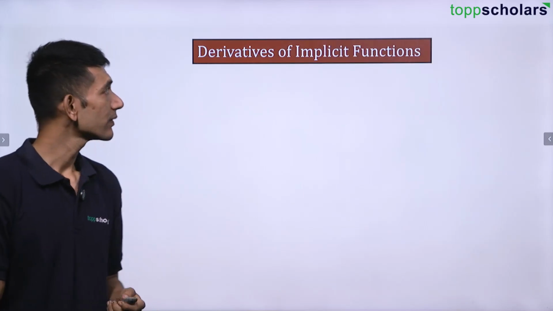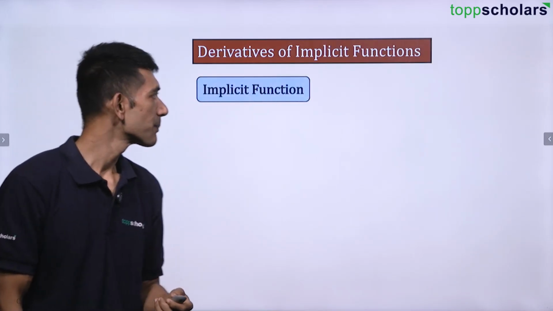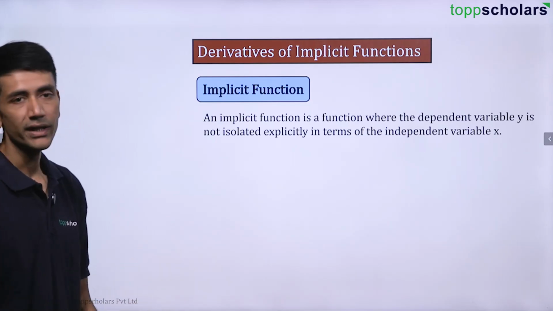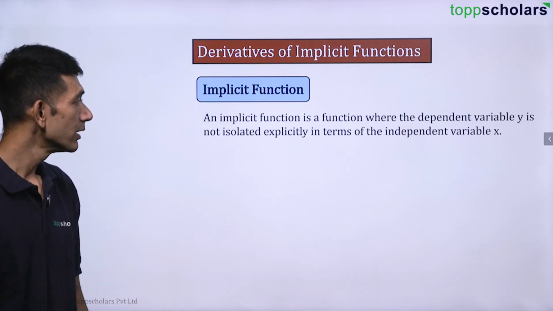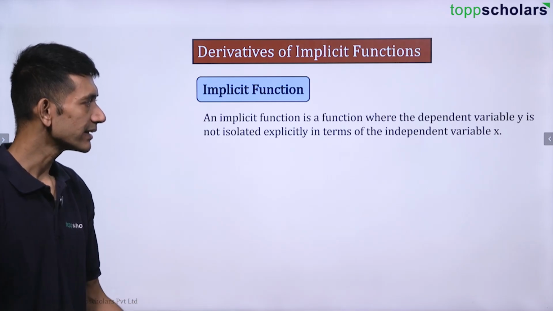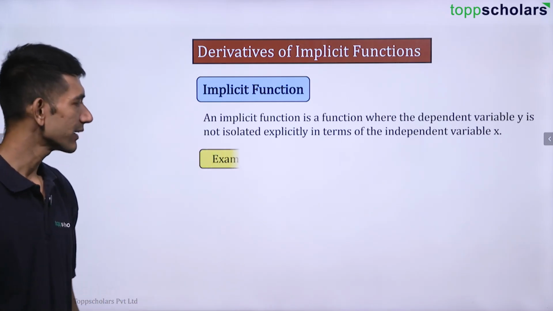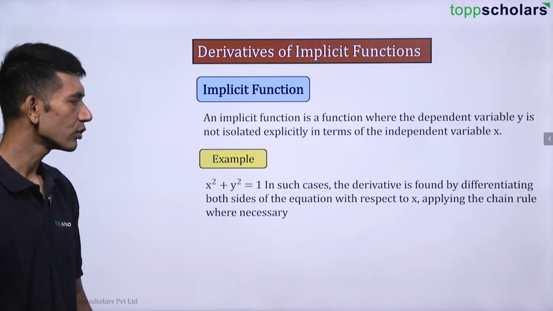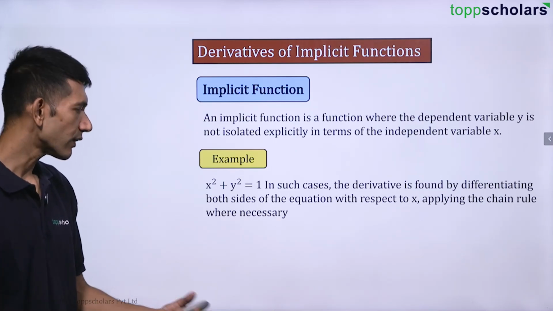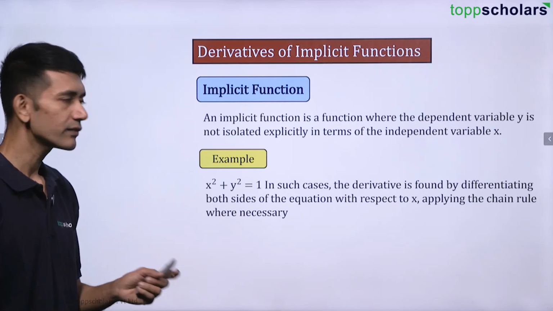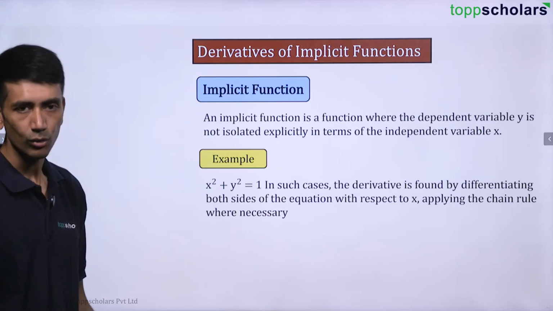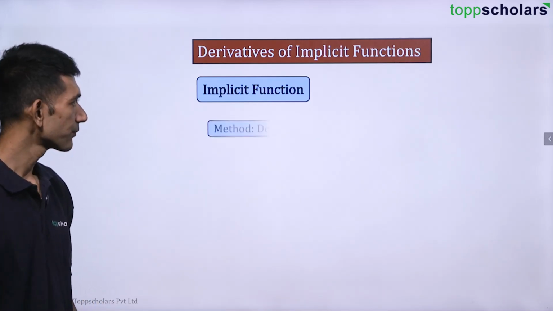Now let us talk about the derivatives of implicit functions. An implicit function is a function where the dependent variable, so y is a dependent variable, is not isolated explicitly in terms of the independent variable x. So let us see an example. Here we have x square plus y square is equal to 1. In such cases, the derivative is found by differentiating both sides of the equation with respect to x. So we'll differentiate both sides with respect to x, applying the chain rule if necessary, of course.